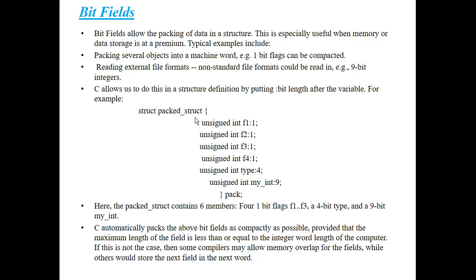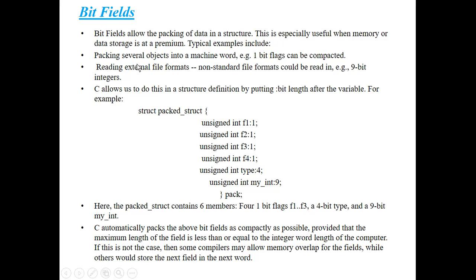So these are the examples. Packing several objects into a machine word: here we pack different types of objects into a single machine word. For example, 1-bit flags can be compacted. Here I have written different 1-bit flags, a 4-bit flag, and a 9-bit unsigned int.